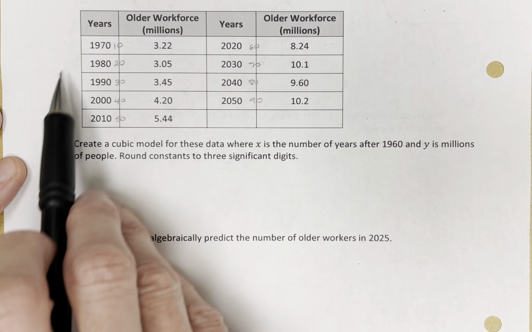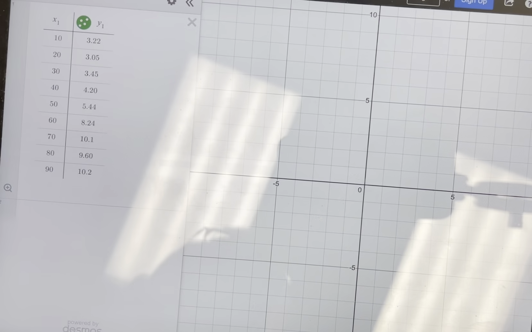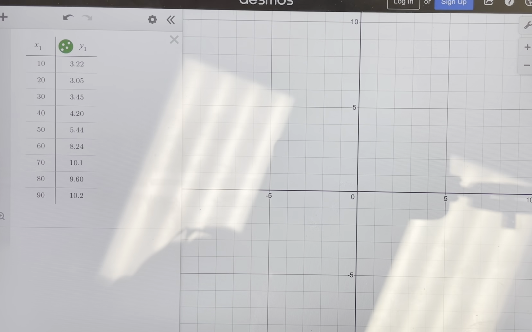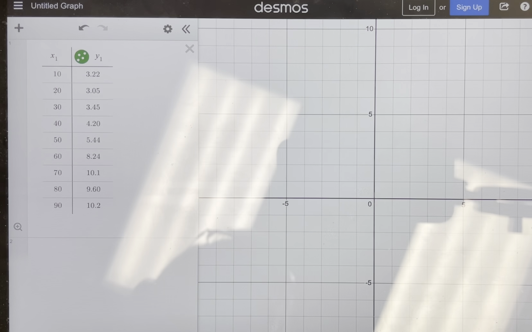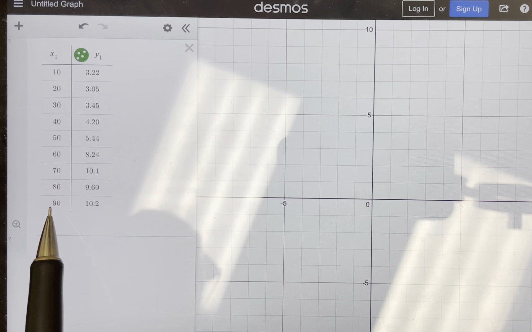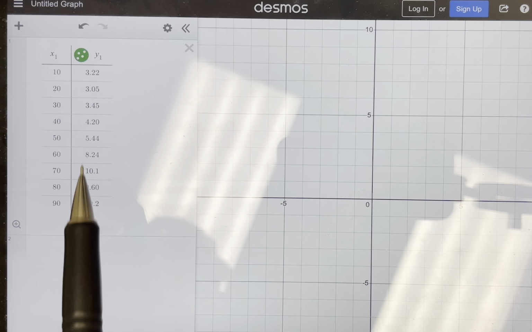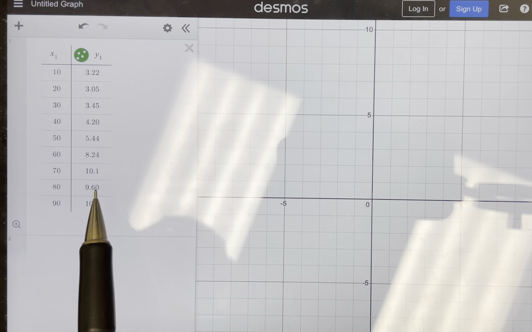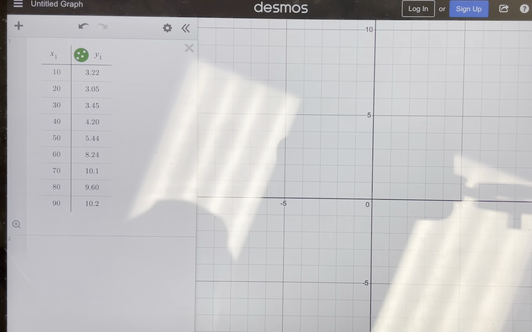So this data is going to go into a table, and I've already done it, so I'll move this. Looks like I've got a light overhead here. Hope we can still see things. Get my Desmos into here. I've already put the data into the table: 10, 20 through 90 over here, and then 3.22 down to 10.2 in the y column, the millions of older people in the workforce. And notice my column headings are x1, y1.